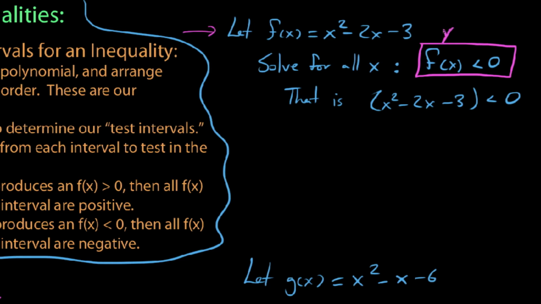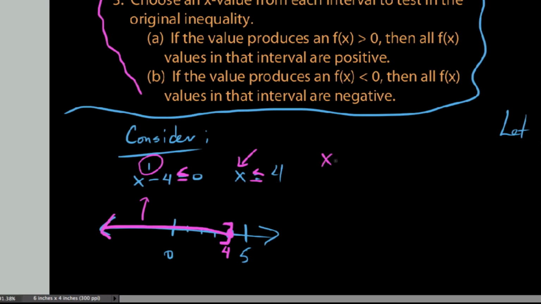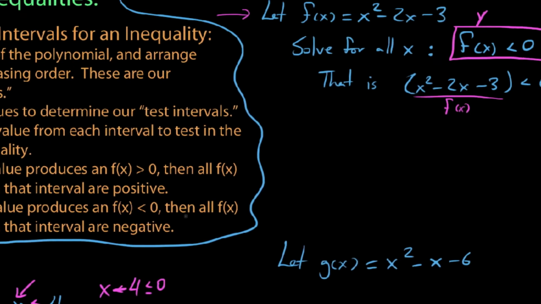We have a method for doing this, but really if I'm saying f of x is less than 0, well, we know f of x is just this expression right here. We're saying this is less than 0. And much like we would solve an inequality down here where we said x minus 4 is less than or equal to 0, what we would do is solve for everything that would make this true. Solve for what would make this expression actually equal to 0, excuse me.